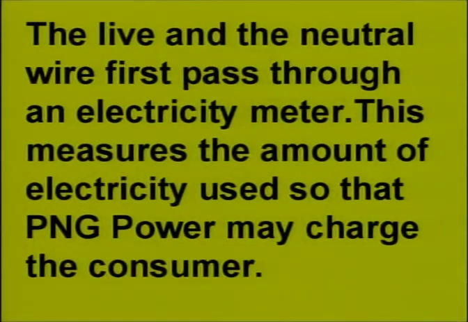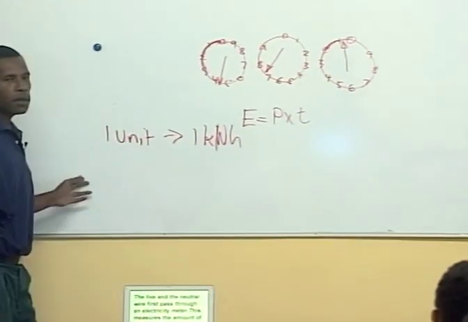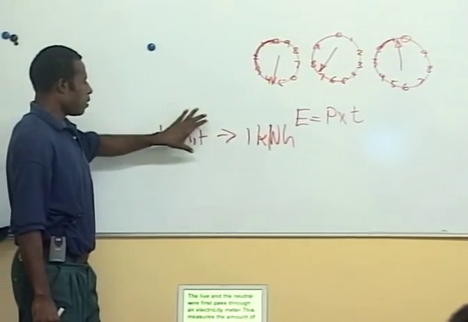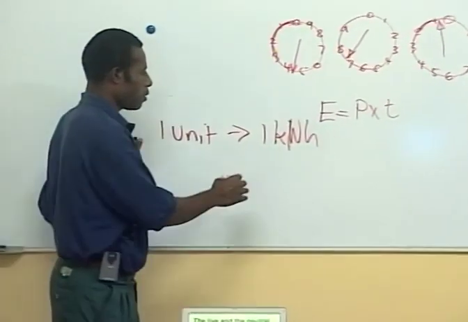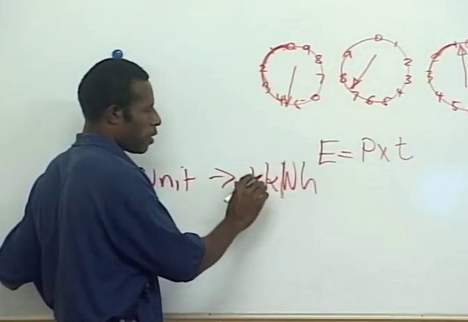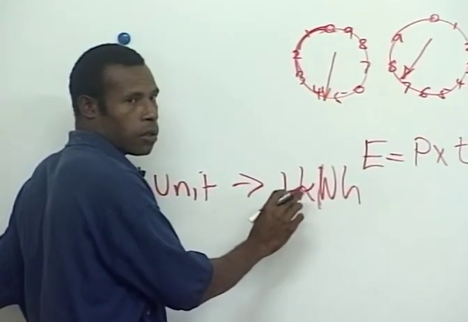If you can look up, especially when you are calculating the amount of energy that is used, energy will be given in kilowatt hours. 1 unit is the same as 1 kilowatt hour. In order for you to calculate the cost, you will have to multiply that kilowatt hour with the cost of 1 unit.